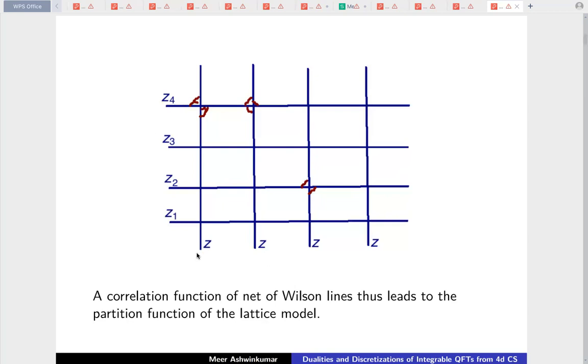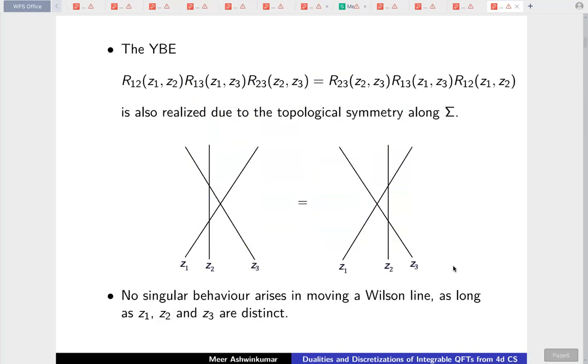lattice model in question. So what this means is that the correlation function of a net of Wilson lines is equivalent to the partition function of the lattice model. And the integrability, which is underlaid by the Yang-Baxter equation, can be seen explicitly because the Yang-Baxter equation is realized in Chern-Simons theory explicitly as well. And it is realized due to the topological symmetry along sigma.